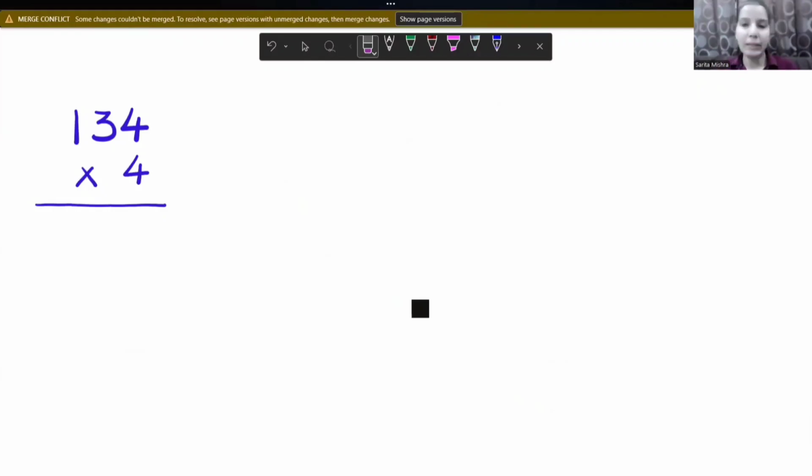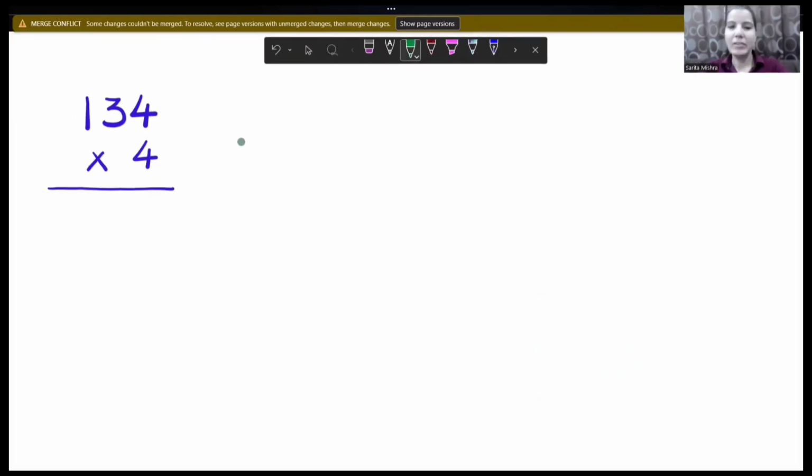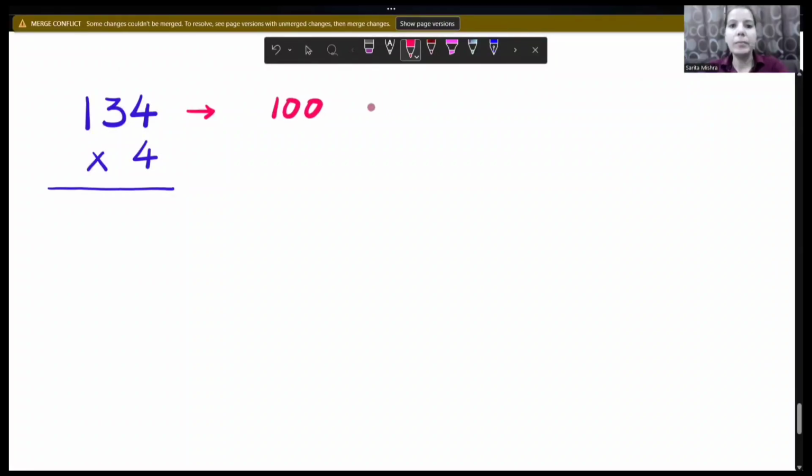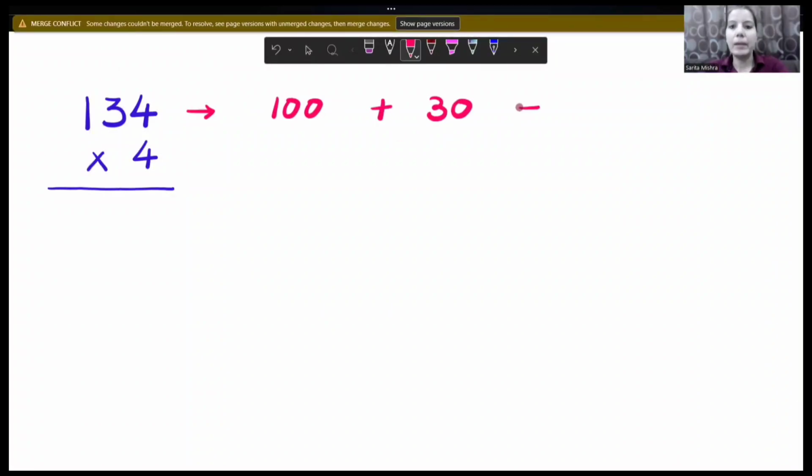So moving back to the same question. They wanted to buy 134 chocolates and each chocolate costs 4 rupees. So let's understand what Raj did here. He simply broke the number 134. So can we write 134 as 100 plus 30 plus 4? Yes, this is called expanded form, right? So we can break down the number 134 as 100, 30 and 4 as per their place value.